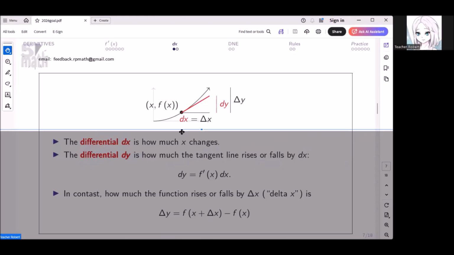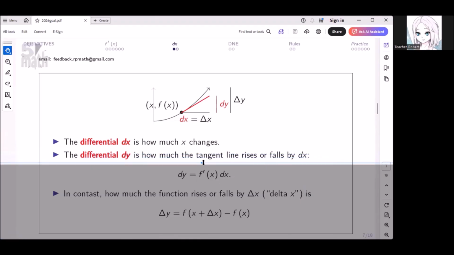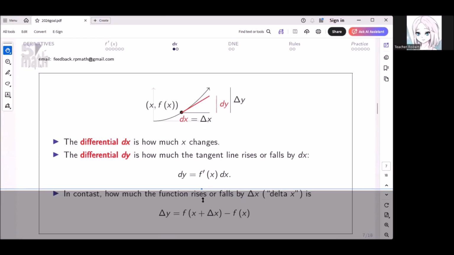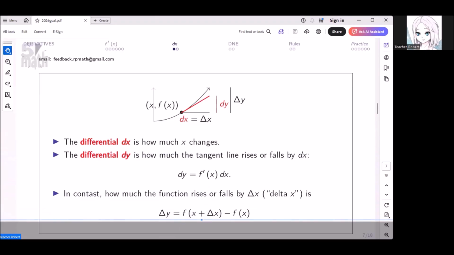Here is a picture. The differential dx is how much x changes. The differential dy is how much the tangent line rises or falls by dx. dy equals f prime of x dx. In contrast, how much the function rises or falls by delta x is delta y equals f of x plus delta x minus f of x.